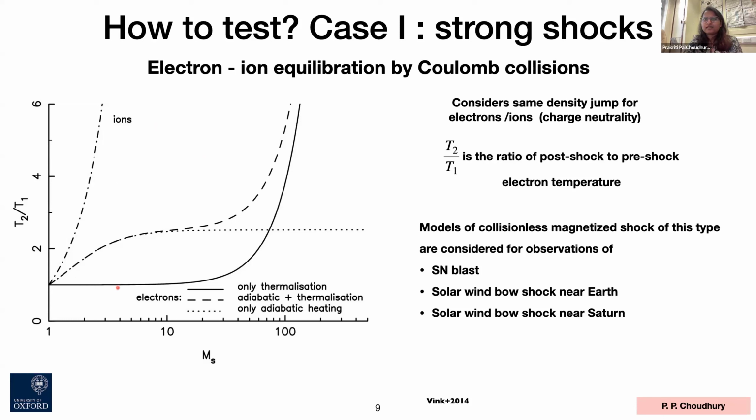For example, this solid line is for a very strong shock, which is a high Mach number, and this is the case where electrons and ions behave similarly, or in other words, there is instantaneous thermalization. Electrons immediately gain that energy instead of receiving it from the ions. The more likely scenario is this one, where electrons are adiabatically compressed, and then the electrons start interacting with the ions and receive the energy from the ions.